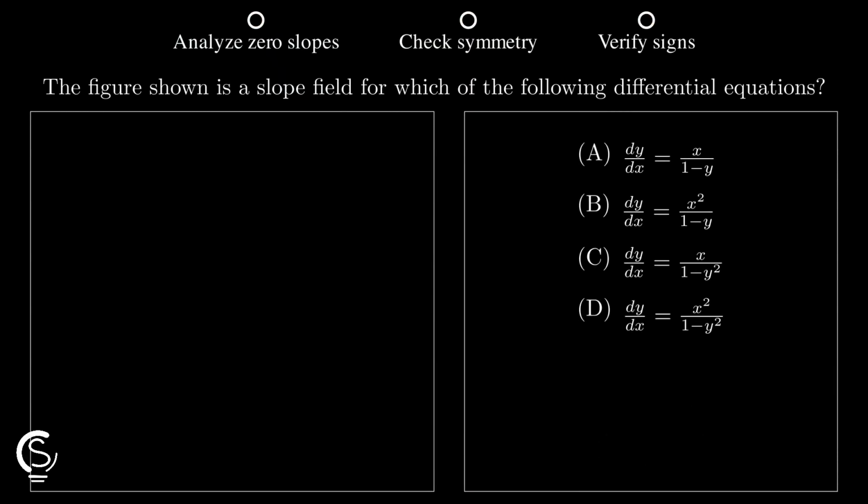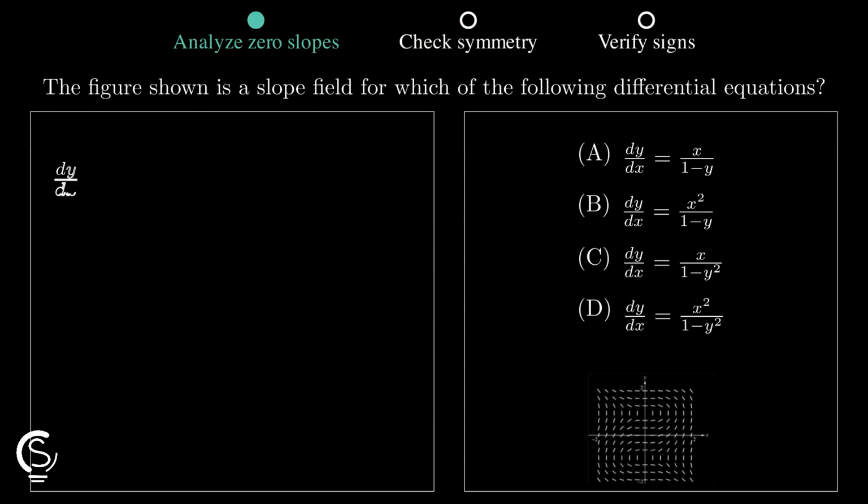First, look at the y-axis where x equals 0. The slope field shows horizontal segments, meaning the derivative must be 0 when x is 0. This eliminates options A and C.